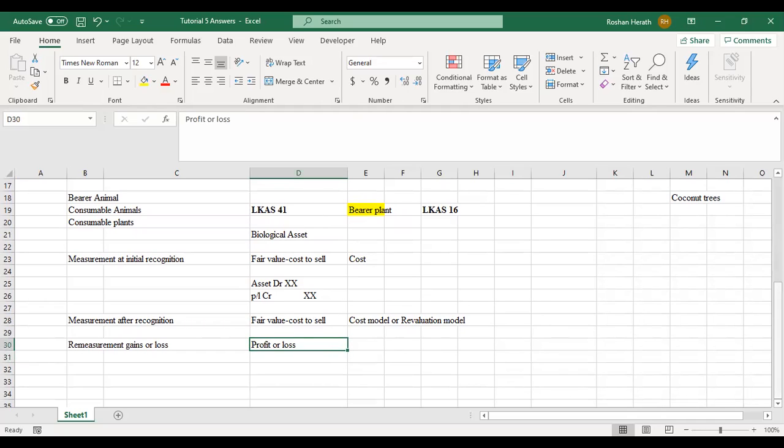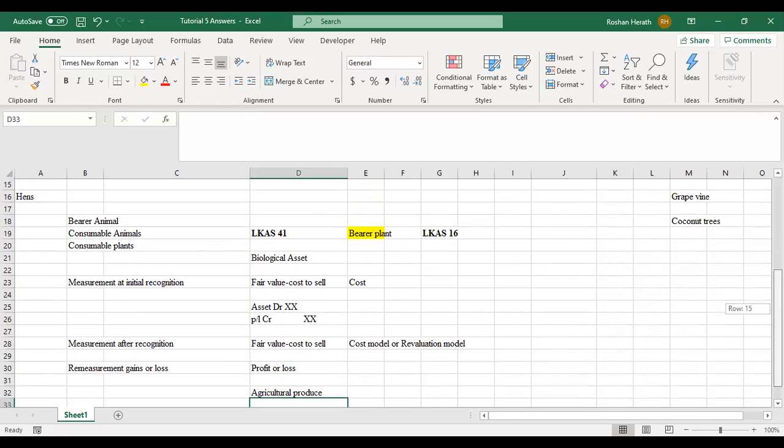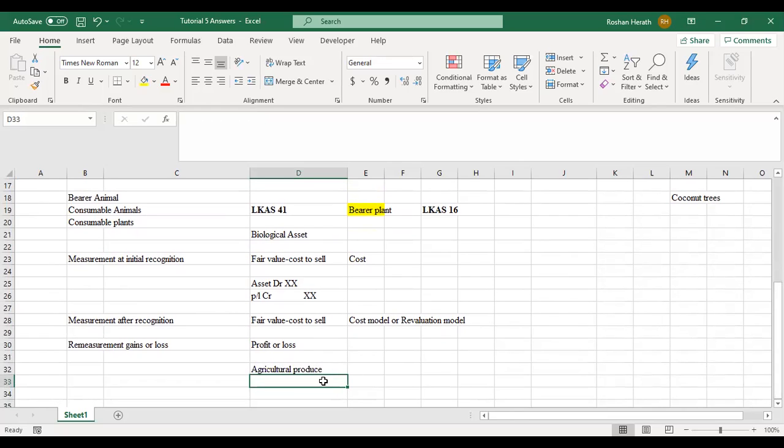Then, as you asked one question, what about agricultural produce? So when it comes to this agricultural produce, the standard says that you need to measure the agricultural produce at fair value less cost to sell.